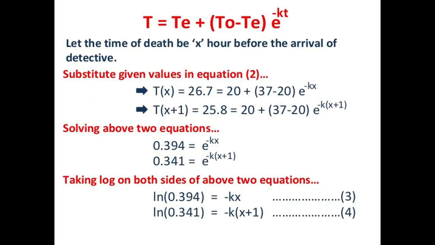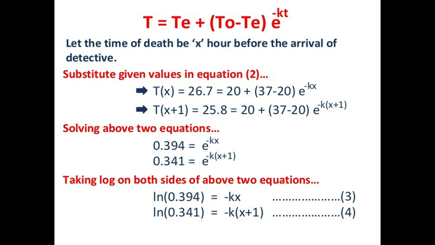Let T equal TE, the environment temperature, plus (T naught, the initial temperature, minus TE) into e power minus kt. It is Newton's law of cooling. Then let the time of death be capital X. Then we are going to find the value of X before the arrival of the detective. Substitute the given values in equation 2. We have T of X and T of X plus 1, giving us two equations.